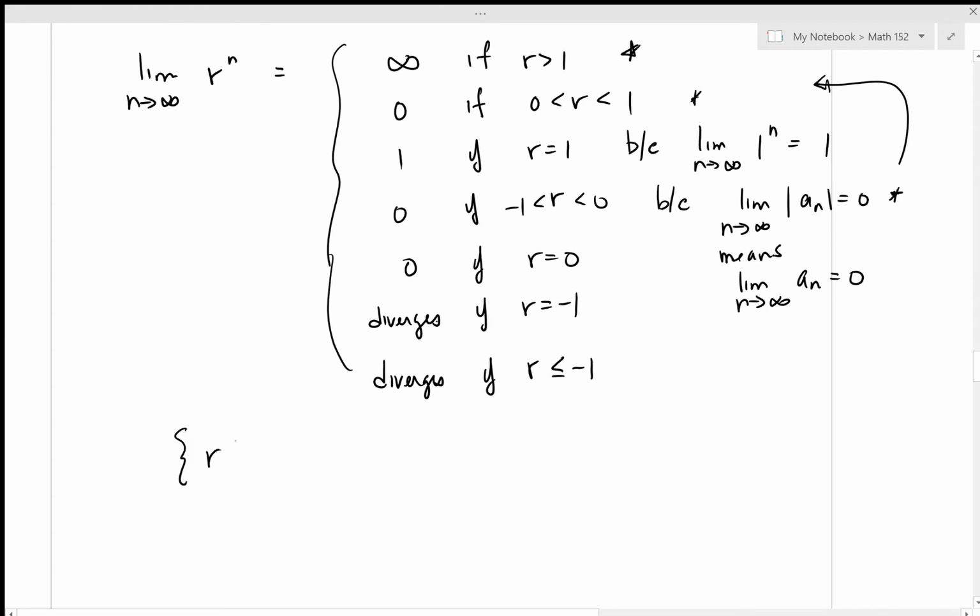R to the n converges for these numbers. Okay, so just a bit of caution: these are not the same. That's that function there.